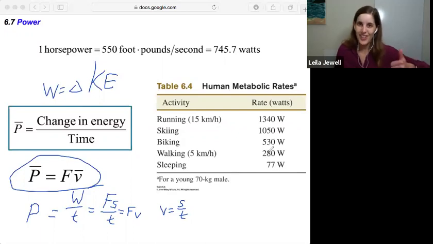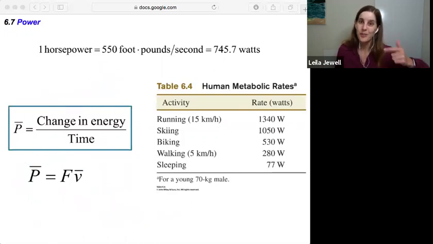So this is an introduction to power, but we are not going to stop here. We're going to keep powering through the other sections as well.